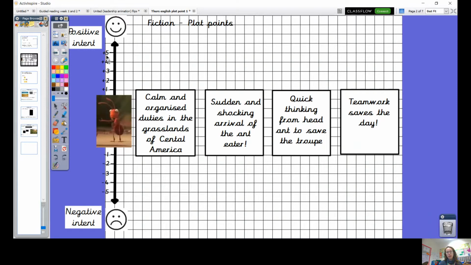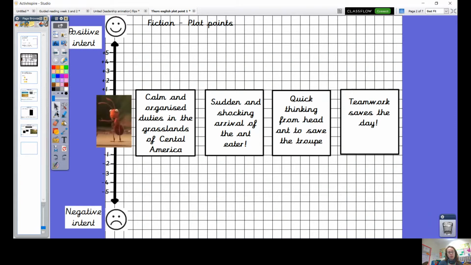If it's a +5, that's almost like the best moment of their day. And if it's a -5, that's almost like the worst moment of their day. So have a think about where you think you might pop the intent for this part, and then I'll decide on something, being that we're all together on the screen like this. So you have a think where you might pop it.